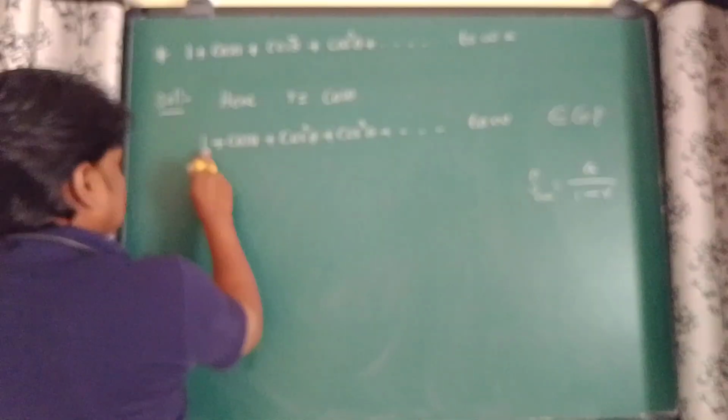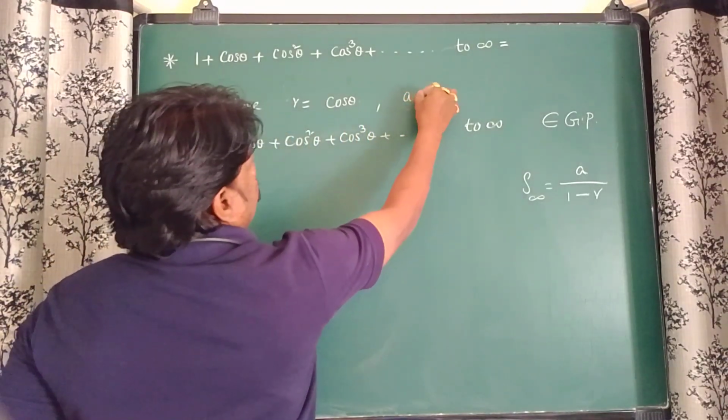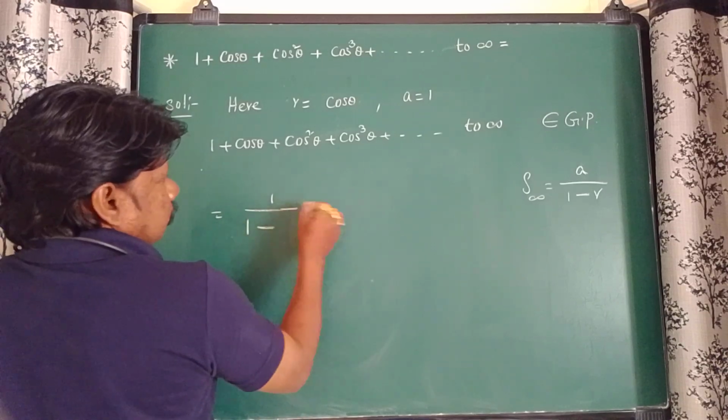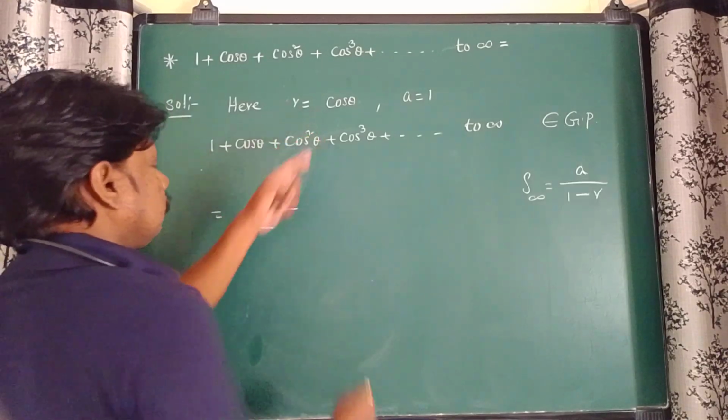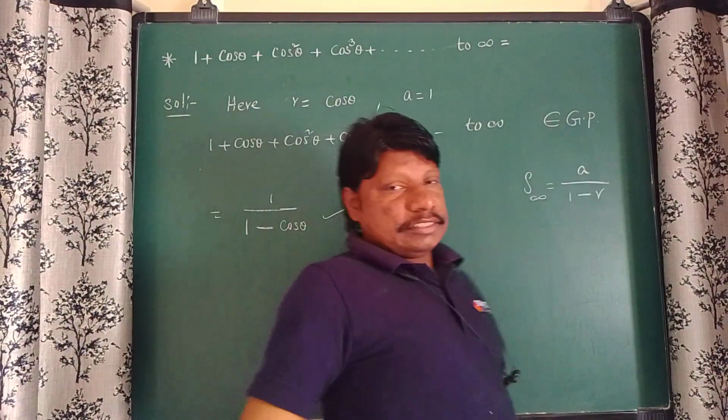Use that. The value of a is 1. Here a equals 1. So a by 1 minus r, where r is cos theta. This is the answer: 1 by 1 minus cos theta.